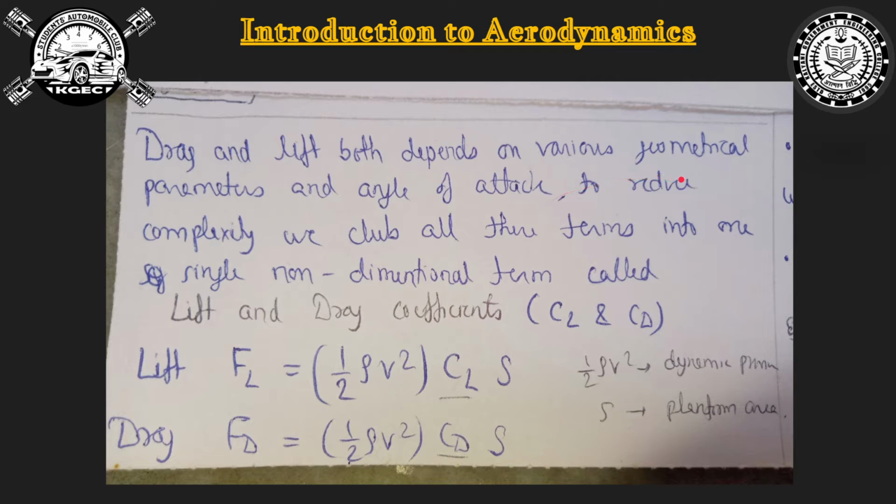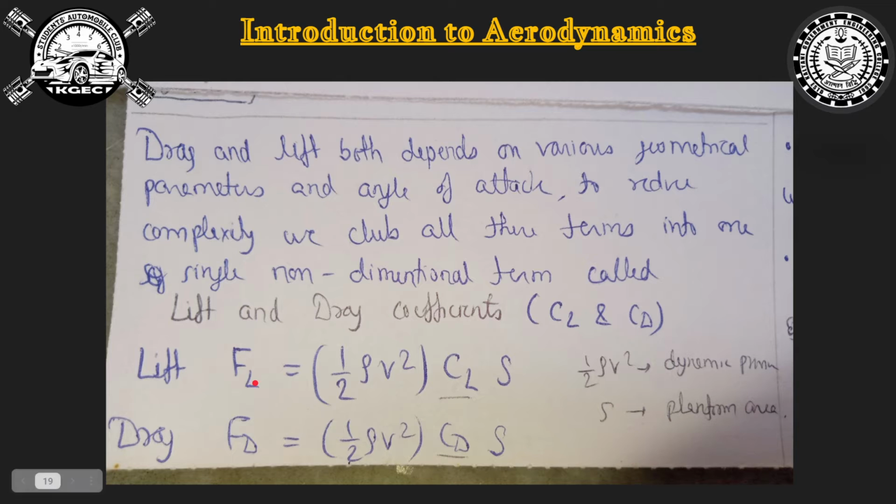To reduce complexity, we club all these terms into one single non-dimensional term. We cannot worry about all these things at once, so we club them into one single non-dimensional term, so that we don't have to worry about each term separately. These non-dimensional terms are called the lift and drag coefficient. Very important. They are represented as CL and CD. These are the lift and drag coefficients, and the lift and drag force are given by this formula.